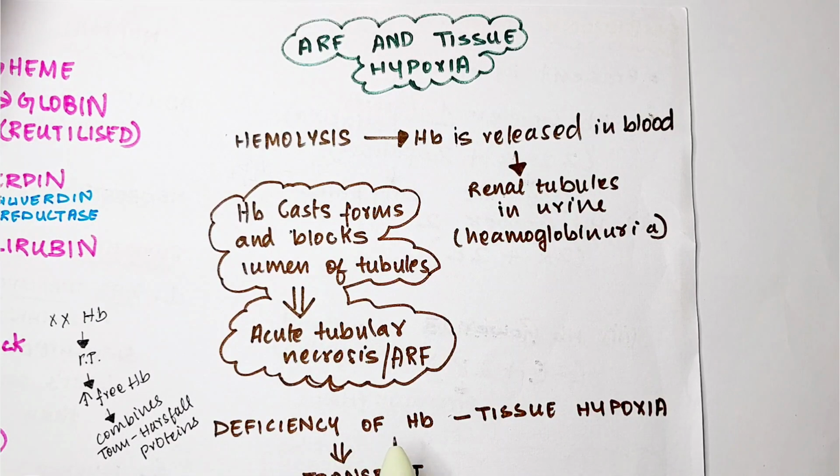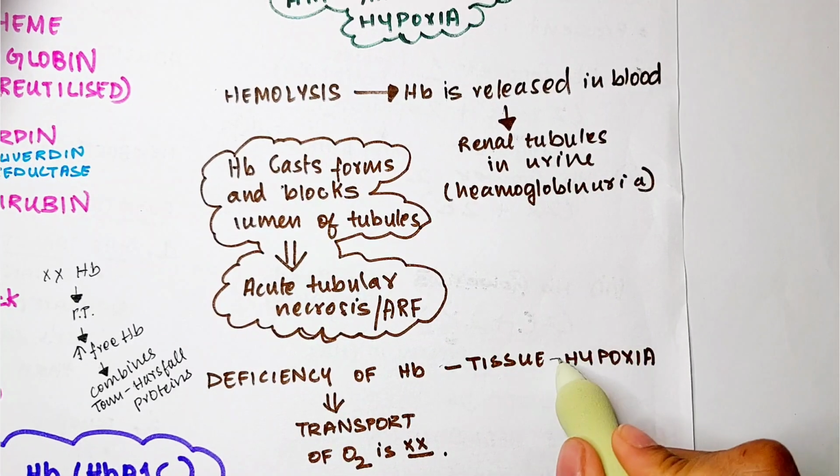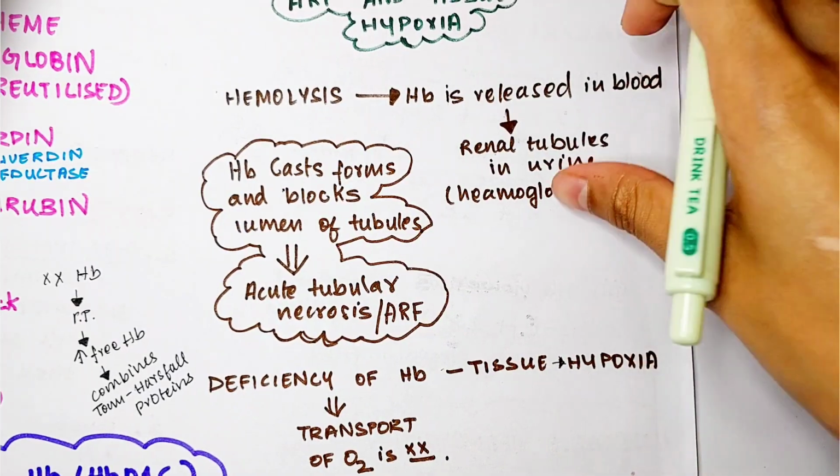Now, why did I write deficiency of Hb? What do you mean by acute hemolysis? Sudden breakdown of RBCs causing a huge decrease in the value of hemoglobin in the blood. So that is nothing but deficiency of hemoglobin, and one of the functions of hemoglobin, like we studied before, is the transport of oxygen. Deficiency of hemoglobin means no transport of oxygen. No transport of oxygen means inadequate oxygen reaching the tissue, which leads to a hypoxic condition. Hypoxia is a condition where there is an inadequate amount of oxygen. All right.